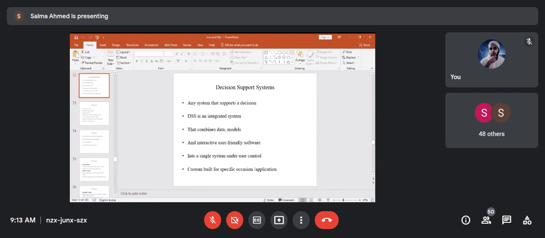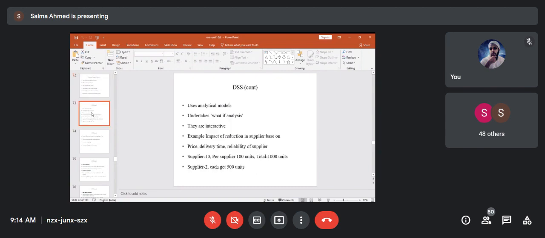Like in a marketing related model, what should be my advertising budget? In an operations related model, how many supplies should we keep for this particular component, or what level of inventory should we keep? So there could be certain models built. So there are three parts. One is a database which holds the data. The other is the model base, which consists of various models that we use in different areas. And the third is the interactive software. They are all built into a single system under user control.